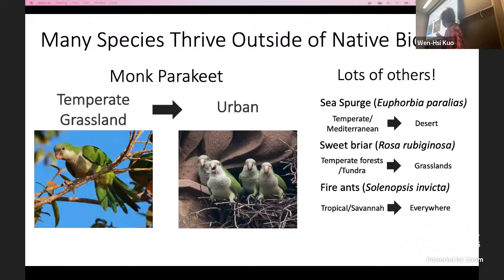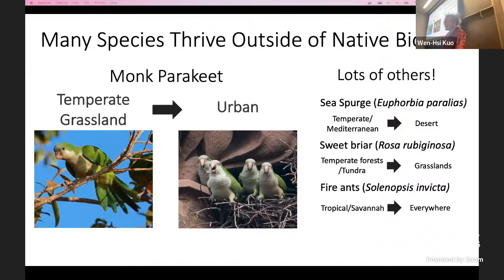The monk parakeet is a fun example, including an anthropogenic biome, if you consider urban biomes, with the monk parakeet going from Southern American temperate grasslands to urban environments. In this case, I think like Staten Island. Yeah. But there's many other instances of this too, where species, once having access to a new biome, are able to thrive within it, whether shifting from temperate Mediterranean to desert, or temperate forest and tundra to grasslands, or tropical savanna to, well, everywhere in the case of fire ants.